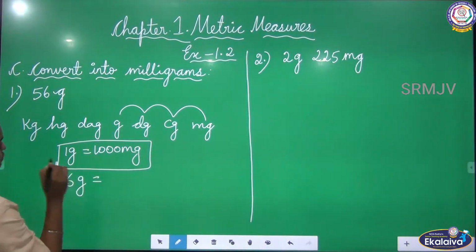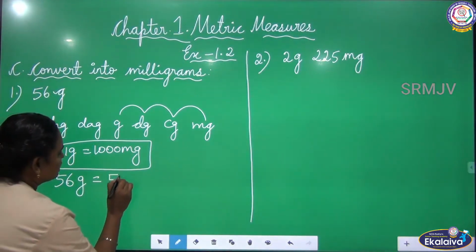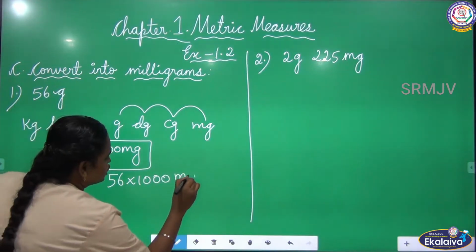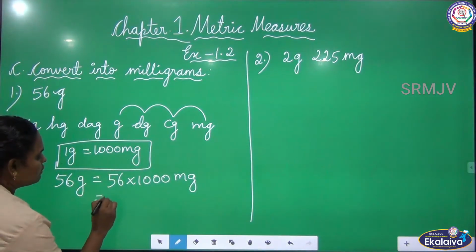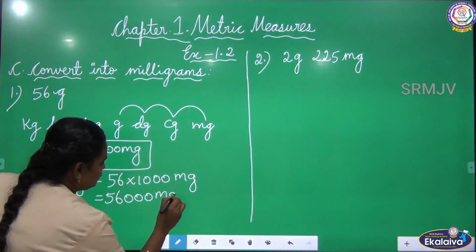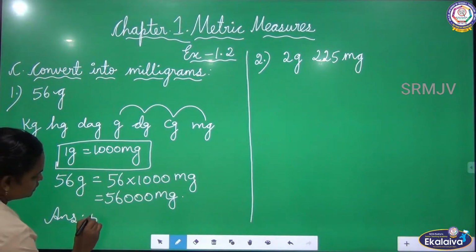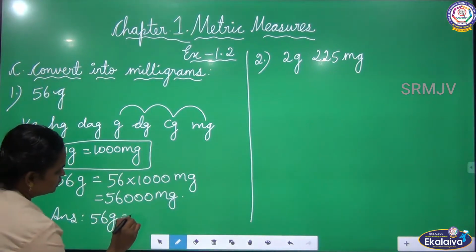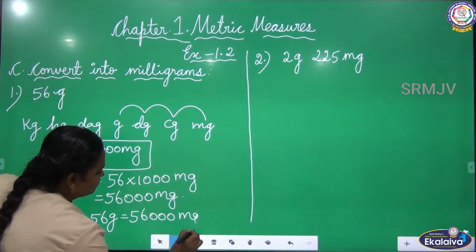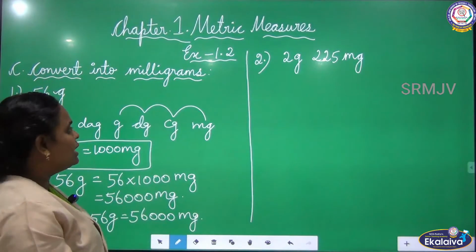56 into 1000. 1 gram equal to 1000 milligram. So, 56 gram equal to 56 into 1000 milligram. So, 56 into 1000, 56,000 milligrams. So, answer, 56 gram equal to 56,000 milligram.